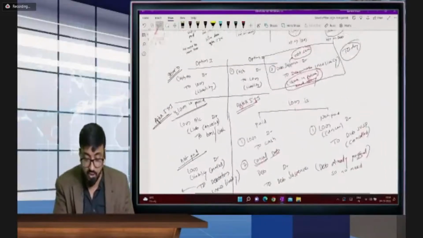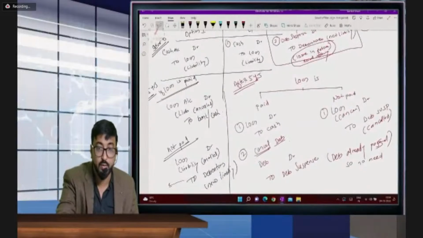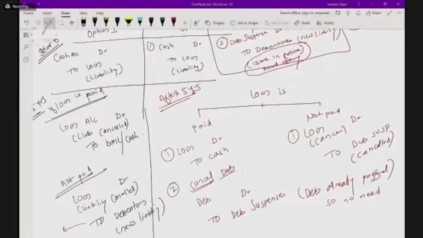Once you understood this chart, you can take a screenshot. Please revise it. Rewatch. Rewatch is the revision.